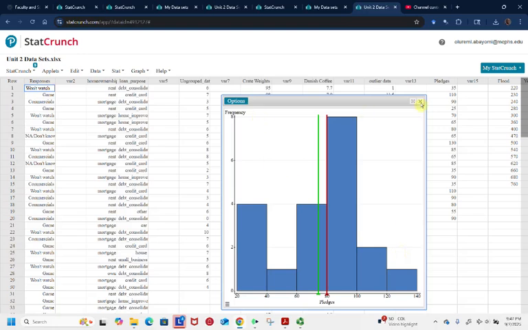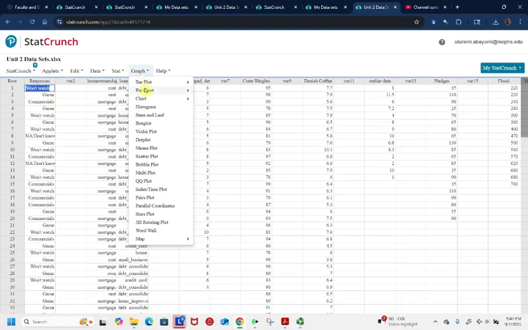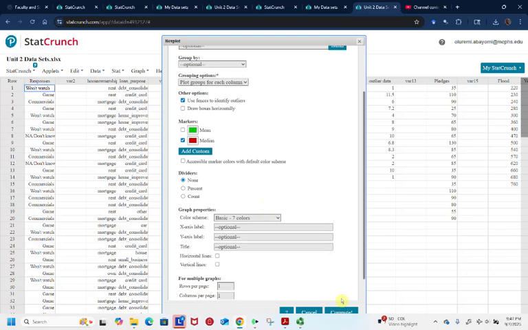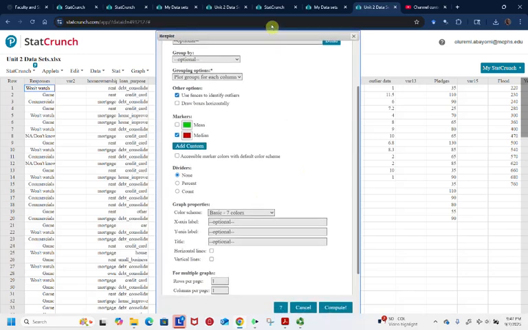So another thing I'd like to do is I'd like to draw a box plot to see if I have any extreme outliers for pledge amounts. So pledge, and I would like to see the median, of course, as usual. And I'd like to grab and drag this up so that I can get to the compute button.